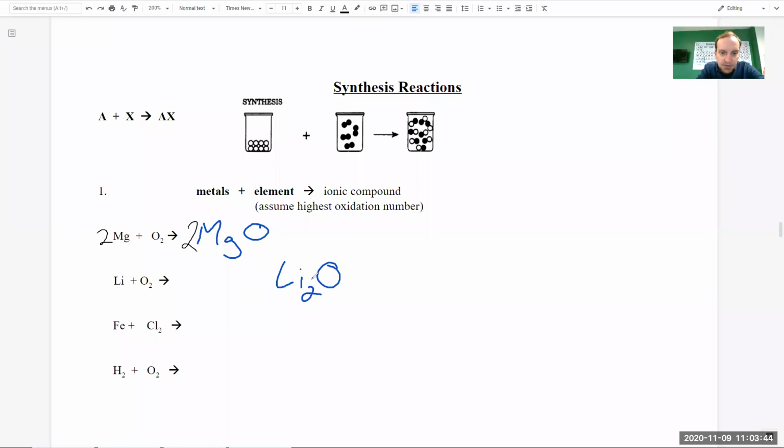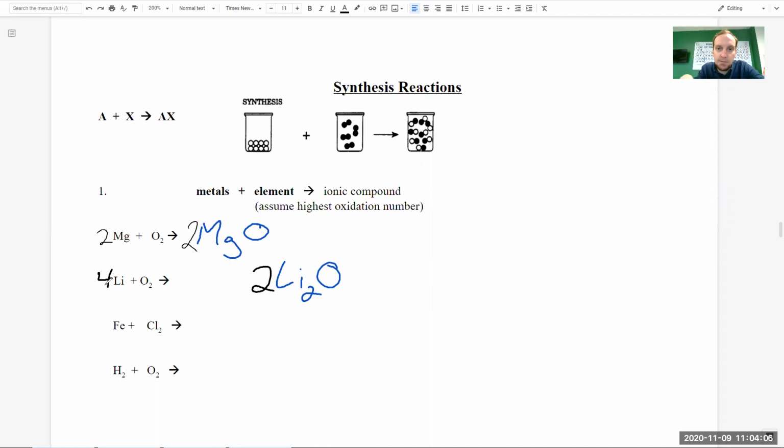So I have 2 there, so I need 2 here. I'm going to put a 2 there. But what I did now is I doubled my lithiums. 2 times 2 gives me 4, so I need 4 lithiums. That's the balanced synthesis reaction of lithium and oxygen to produce lithium oxide. A 4-to-1-to-2 ratio. Again, that's the only way it's going to balance. Let's go ahead and do one more.